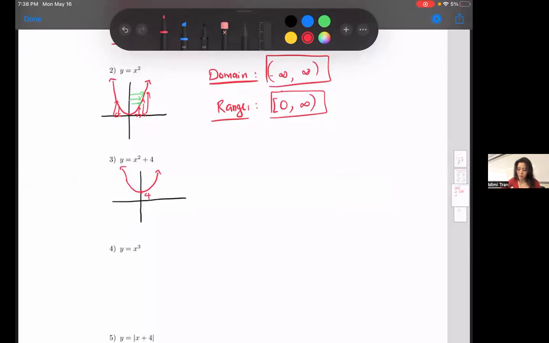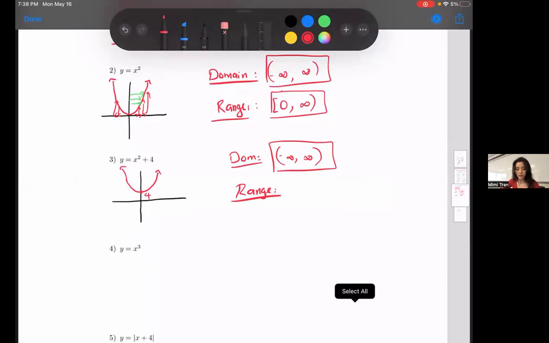So the domain is the same as y equals x squared, right? It goes from negative infinity to positive infinity. The same explanation. What about the range? Maybe you pause me a little bit and then think about it. Right? Bottom to top. So the bottom starts at 4, and the top is infinity.